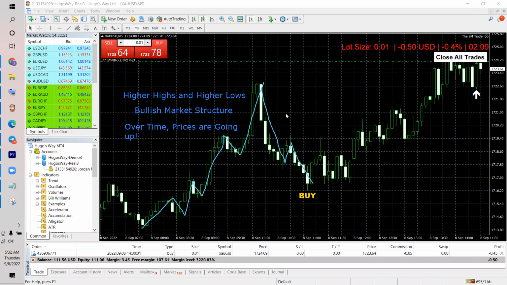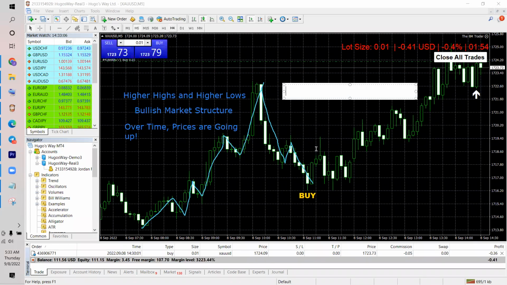And then on the other side, now again, this is the best example that we could see right now, a very temporary bearish market structure. However, let's go ahead and play the other side of the coin. So in a bearish market structure, you'll have lower highs and lower lows.